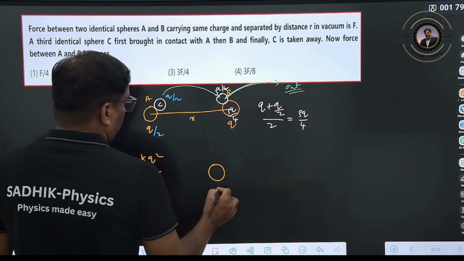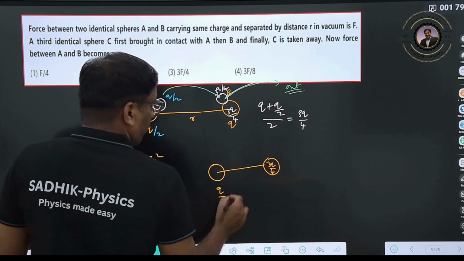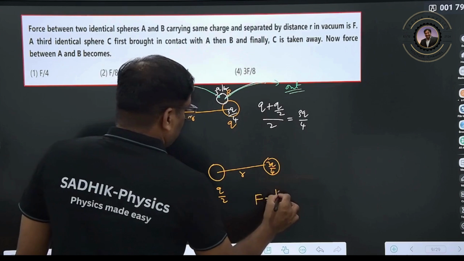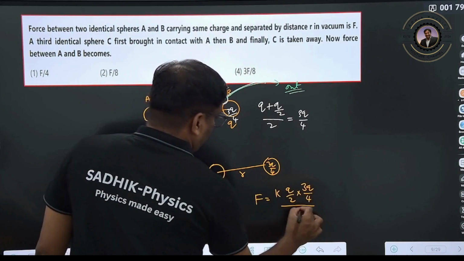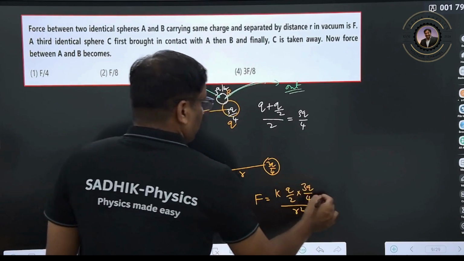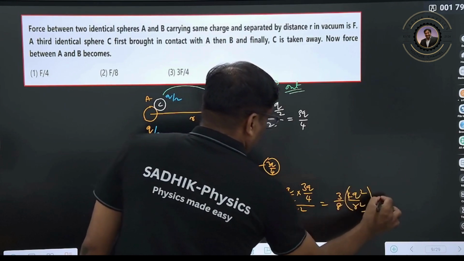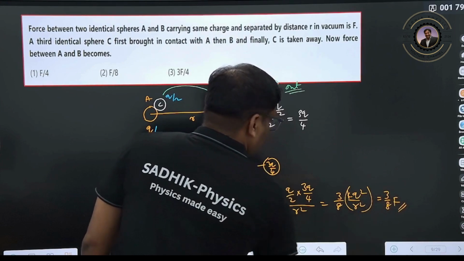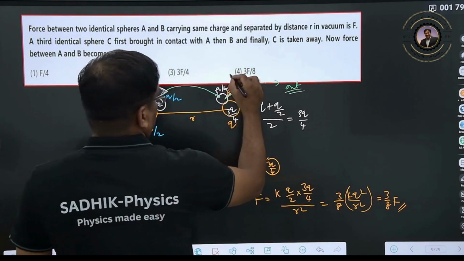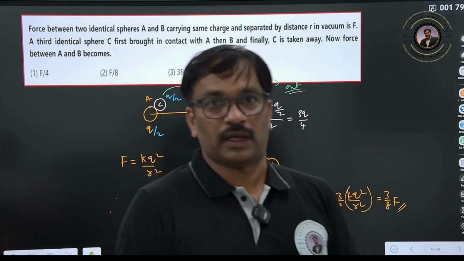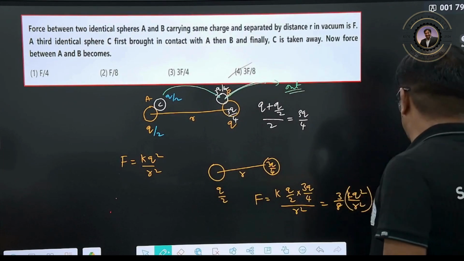It will be Q by 2 and 3Q by 4, with distance R. Force between them is K into Q by 2 into 3Q by 4 by R square. Clear? So therefore 3 by 8 KQ square by R square, therefore 3 by 8 into F. That will be your answer. Right, 3 by 8 into F. Clear? So understand the question, solving is very, very simple.